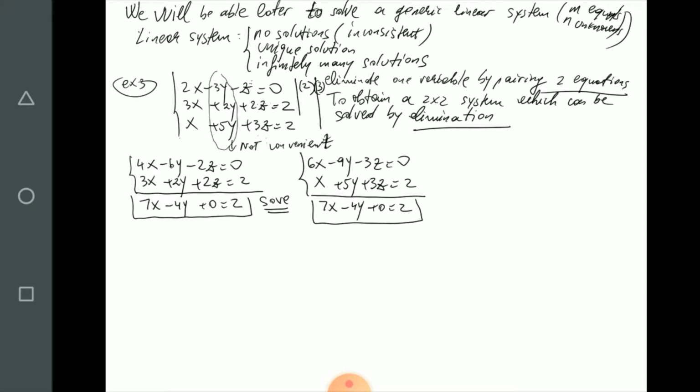Okay, together these two form a 2 by 2 system, which I'm going to copy again here. Let's see. I want to check something first before I move on. Okay. 7x minus 4y equals 2. Making a pause here because I want to check something before I move on.